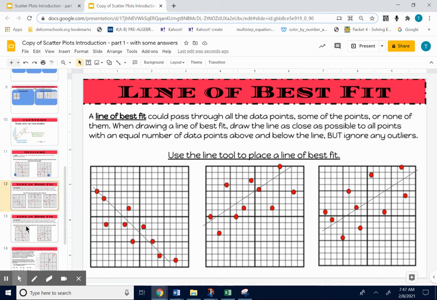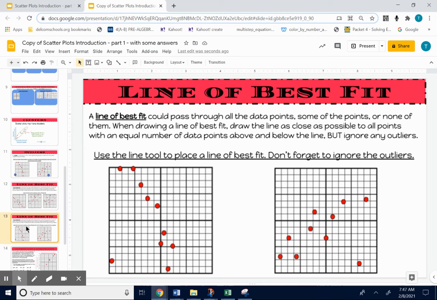The next slide, do a few more of those, but this time, ignore the outlier. If you have a point that's far away from the others, just ignore it. So I'll probably put my line about right there. See, I have about 4 points above and 2 points below. Maybe I can move it a little over. Just an approximation, with about the same number of points above as below.